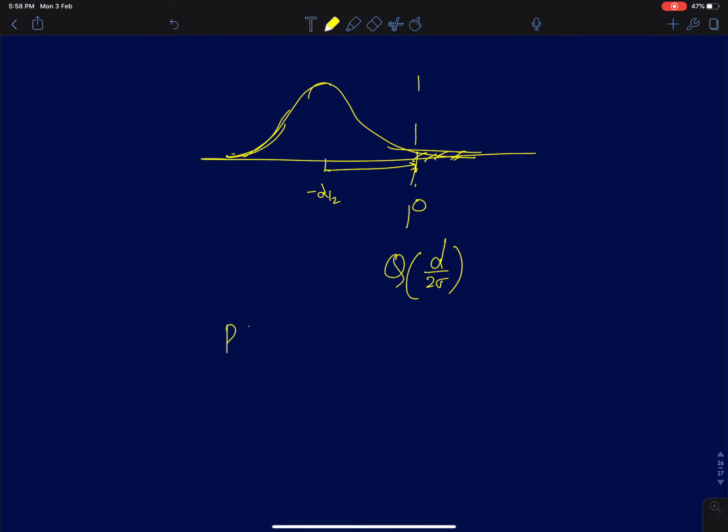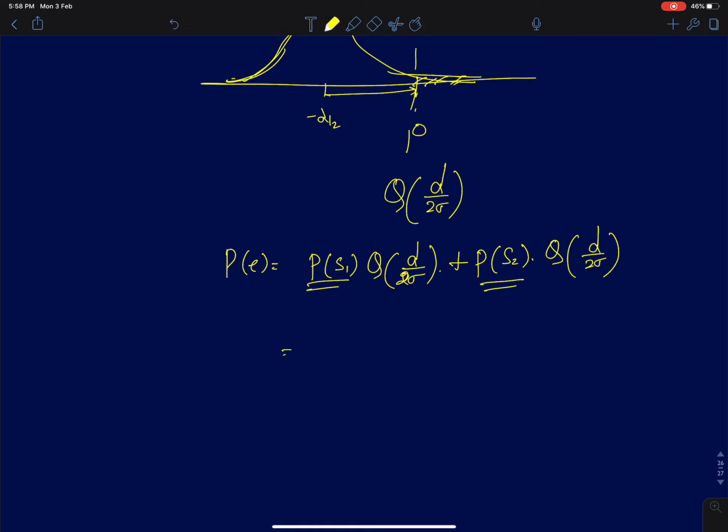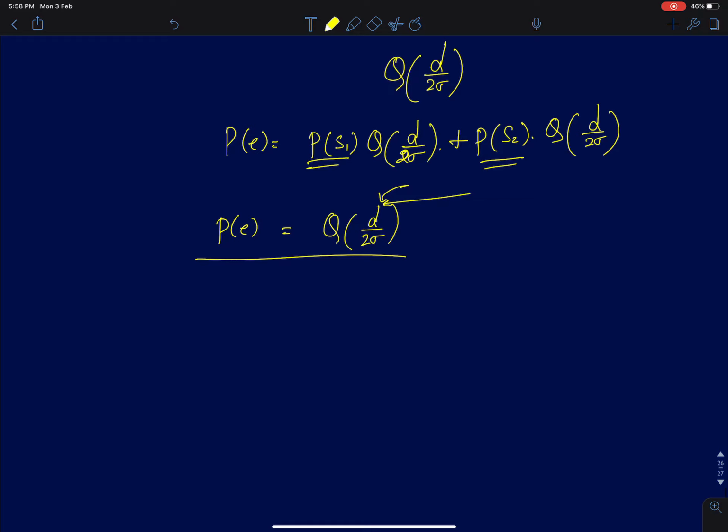So your probability of error is going to be probability of S1, which is half here, into Q of d by 2 sigma, plus probability of S2 into Q of d by 2 sigma. S1 and S2 are the same, so which is half. So you'll simply get Q of d by 2 sigma as the probability of error, where d is the distance between the 2 points in the signal space. It's essentially the Euclidean distance between the two signals. So that will be your expression for probability of error.